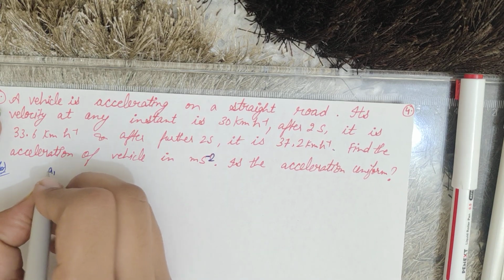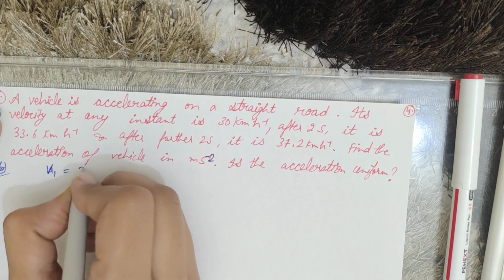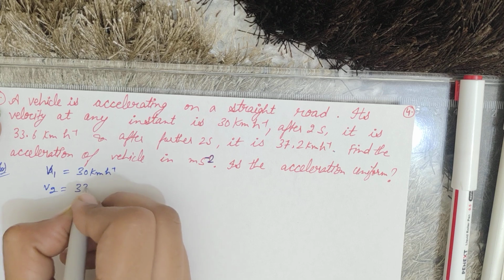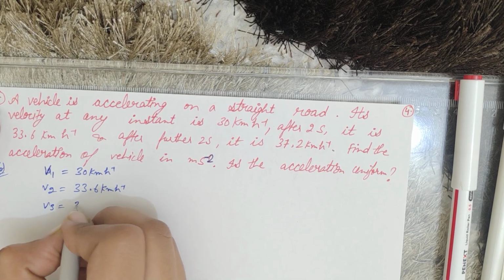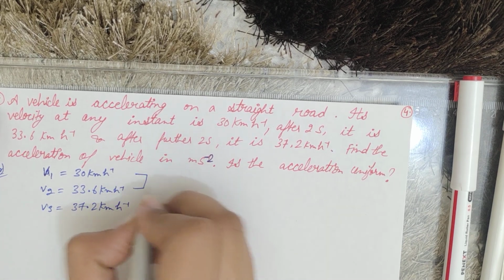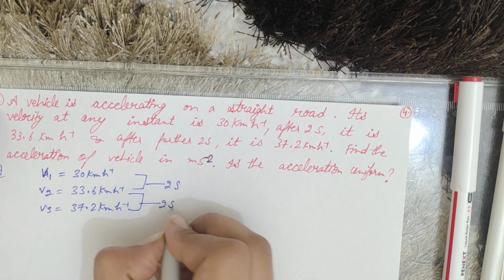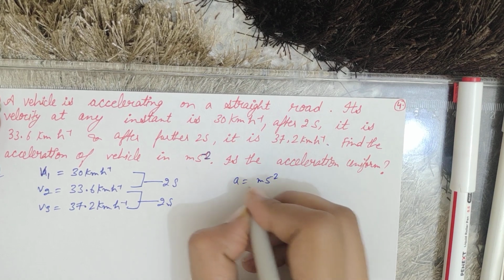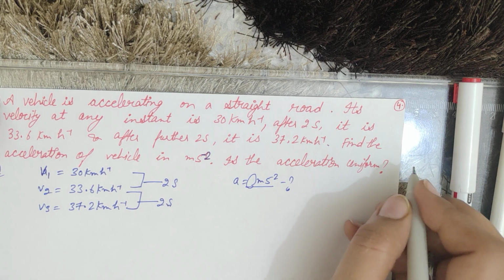Starting velocity is given. Just assume it is the first velocity, which is given as 30 km per hour. Then the second velocity is given as 33.6 km per hour, and the next velocity is also given as 37.2 km per hour. The time difference for this is 2 seconds, and the time difference for this is also 2 seconds. We need to find the acceleration in meter per second square, and we have to tell whether the acceleration is uniform or not.